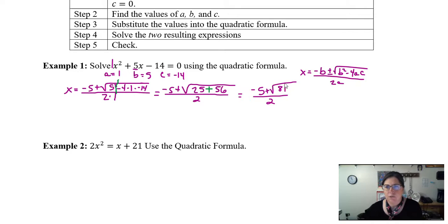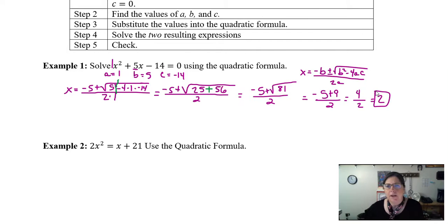So in our case, the square root of 81 is a nice number. It's 9. So I have negative 5 plus 9 over 2. So negative 5 plus 9 is 4. 4 over 2 is 2. So one of my answers is 2, and I haven't checked it yet.